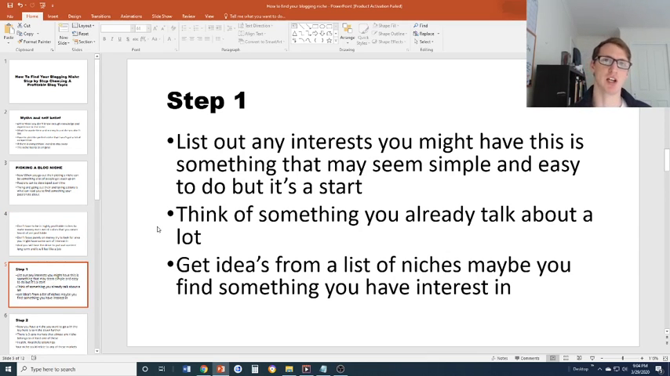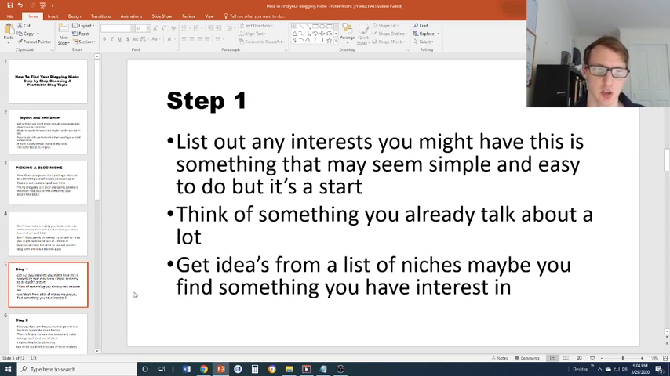Now, one step I take that a lot of people seem to think is very basic is simply writing out a list of interests you might have. This might seem simple when you first think of it, but it really is something that you should be doing. You should write out the list of interests you have right now. It can be anything, real broad. It doesn't have to be anything specific, just broad. Keep it broad when you first start out.